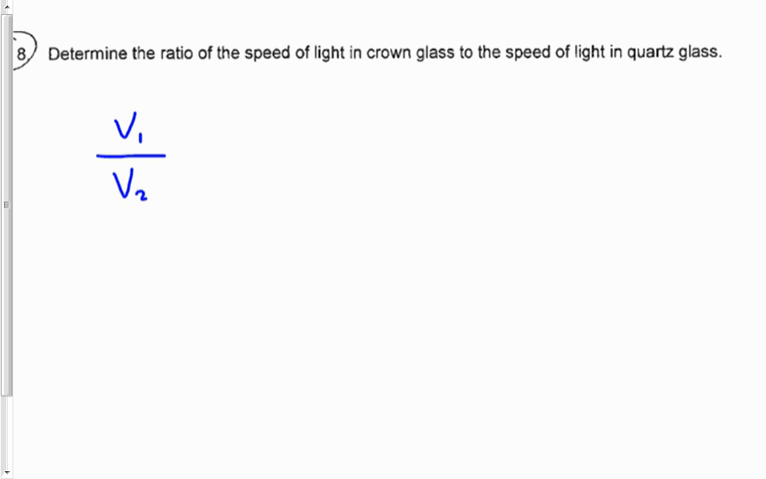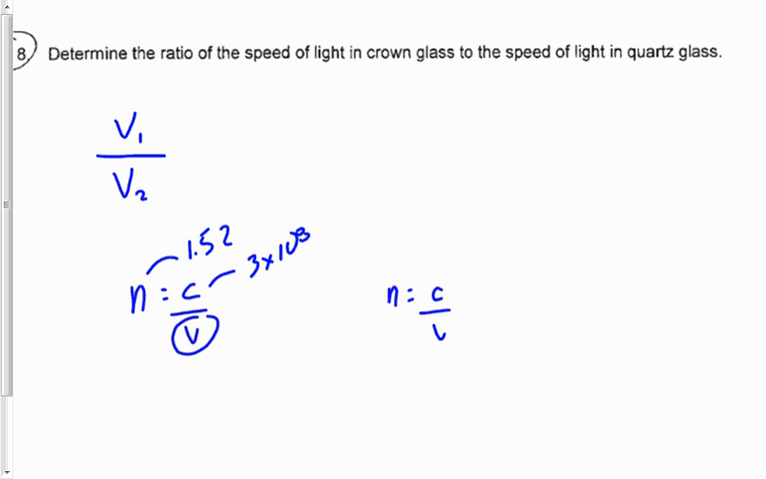I could find it. I could say n is equal to c over v. The index of refraction of crown glass is what? I think it's 1.47, or is it 1.52? I'm not sure which one's which. Crown glass is 1.52. The speed of light in a vacuum is 3 times 10 to the 8 meters per second. That would give us the speed of light in crown glass. We could turn around and do the exact same thing for quartz glass. n being 1.47, c being 3 times 10 to the 8 meters per second. Solve for the speed of light in quartz glass, and then we could divide the two.